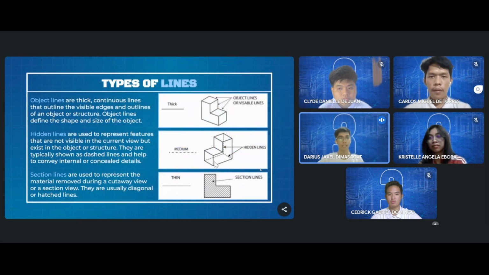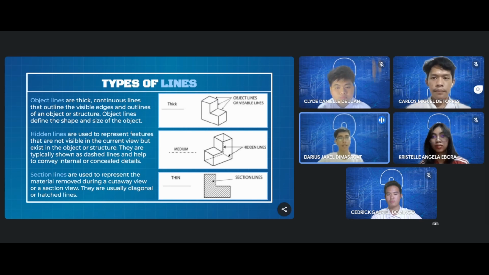First is object lines. These lines are the main lines we look at in a drawing. It is thick and continuous lines that outline the figure in the drawing and help define it. Next are hidden lines. These lines can be distinguished by their broken or dashed lines and used to represent features that are not visible in the current view but exist in the object or structure.